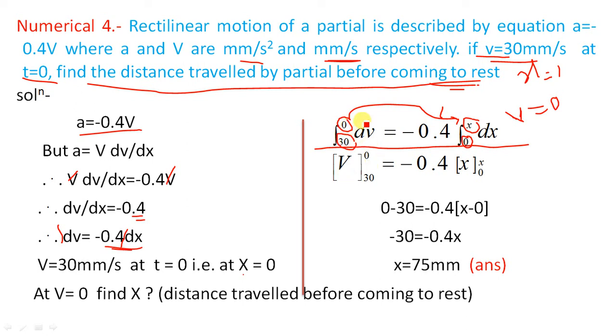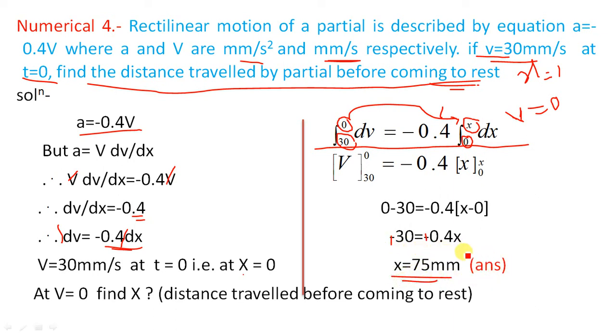So integrating this equation, the integration of dv is v over the limit 30 to 0, and the integration of dx is x over the limit 0 to x. So 0 minus 30 is equal to minus 0.4 into x minus 0. So minus 30 is equal to minus 0.4 x. The minus signs get cancelled. So you will get x is equal to 75 mm.